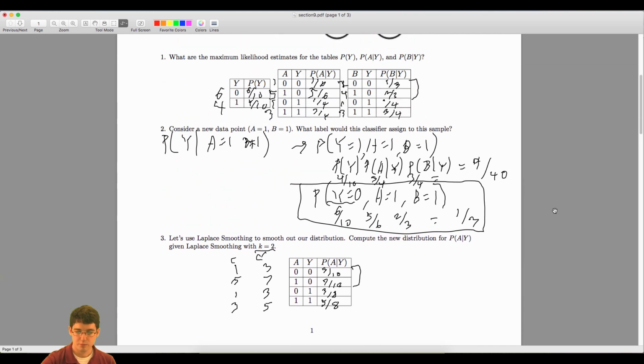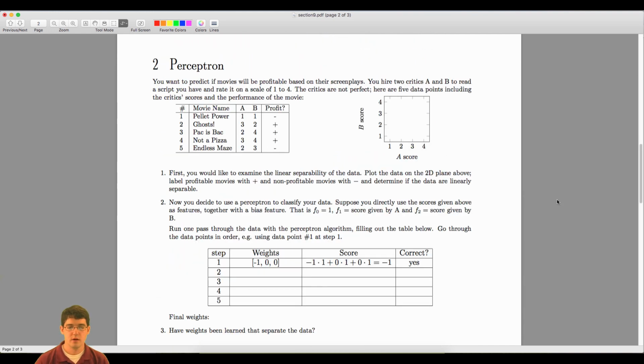And that completes problem 1. All right, now let's move on to the second problem, which is on the Perceptron algorithm. So for this problem, again, we're going to end up with features, and we're going to be trying to predict some output based on those features.